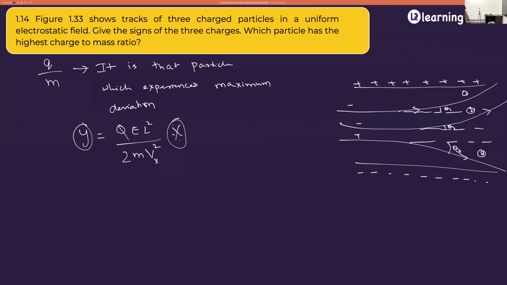I asked you to draw a horizontal. Extend this horizontal line, whichever is experiencing more deviation. See, that's what everyone did. Show it to her. She did it. More deviation. Third one is experiencing more. That's the answer.